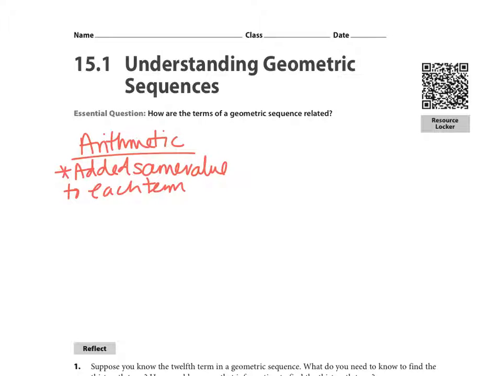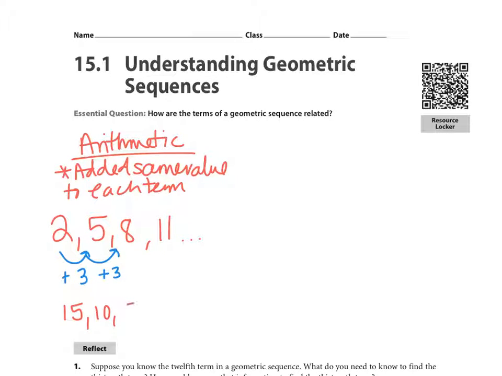So, for an example, an arithmetic sequence would be something like 2, 5, 8, 11, dot dot dot, which means it keeps going. Remember, this one's arithmetic because I'm adding 3 each time. You could also add a negative number. So for arithmetic, we could have done 15, 10, 5, 0. There your pattern would be subtracting 5 every time.